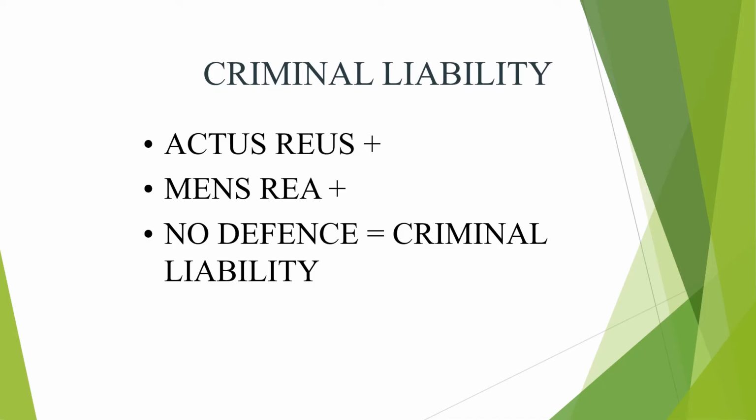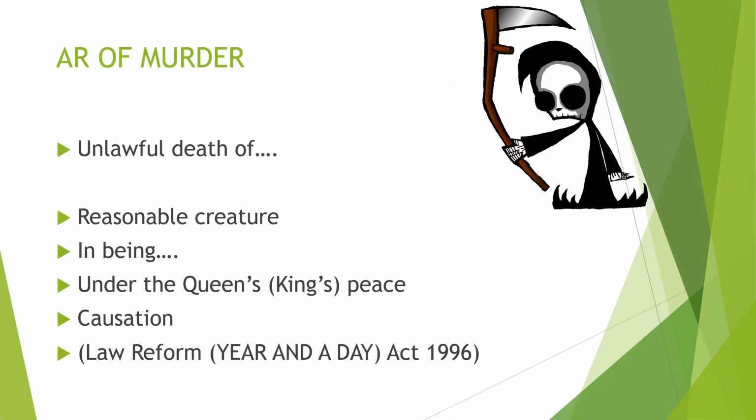In addition to these two things, you have to have a lack of a defence that is recognised by criminal law. Now, we're not going to be looking at the defences today. What we're going to be focusing on is the first of these things, the actus reus of murder. And here it is. This is taken straight from Coke's definition, and you can see that the actus reus is the unlawful death of a reasonable creature in being under the Queen's peace.